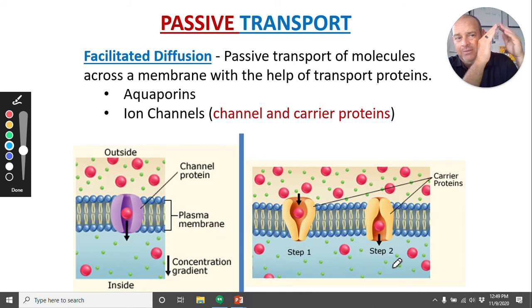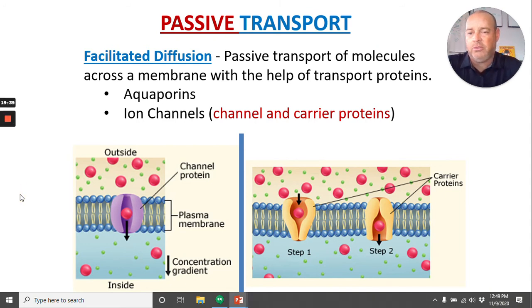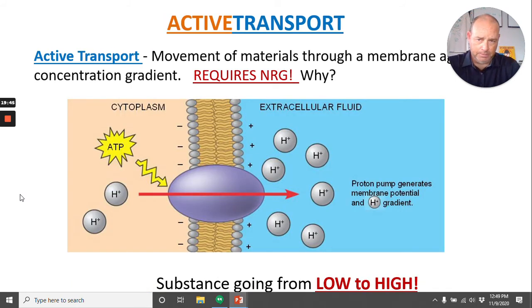And once that leaves, what do you think happens? Then it flips back, okay? So that's kind of how carrier proteins work. You have to have these proteins for passive transport. But again, it's still high concentration to low, no energy required.